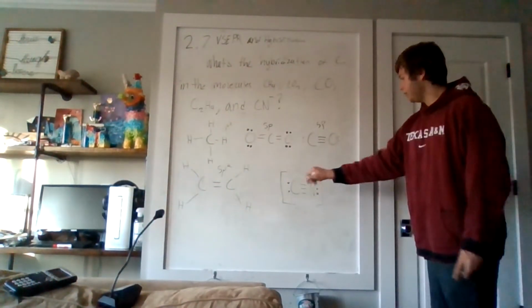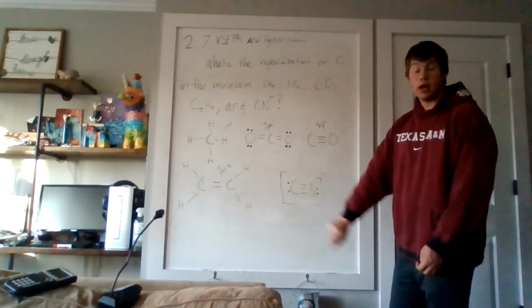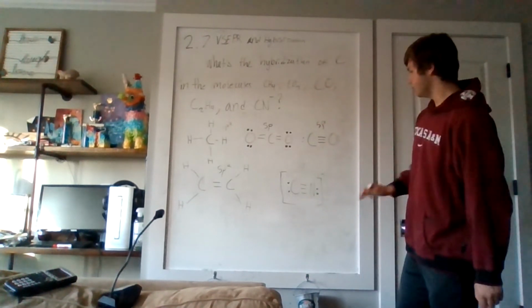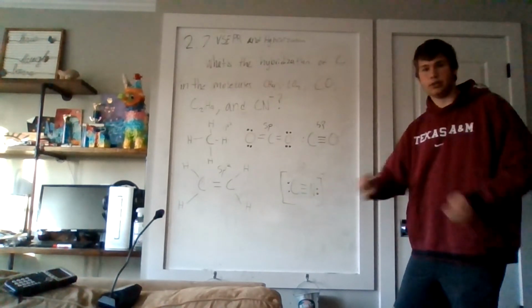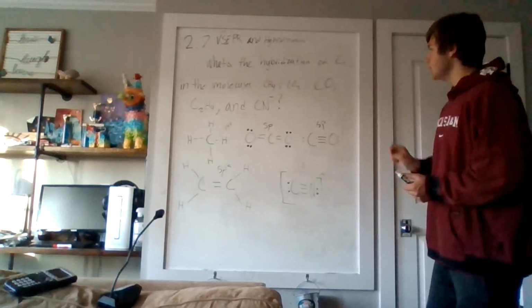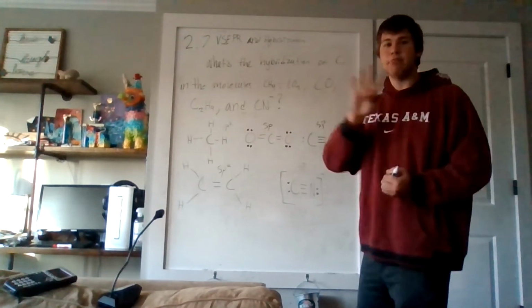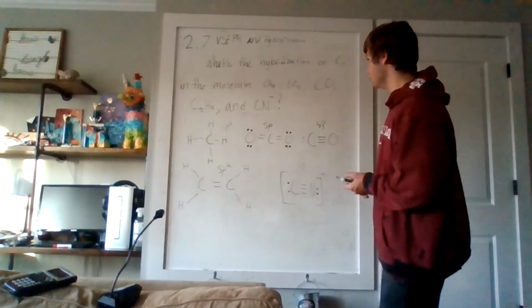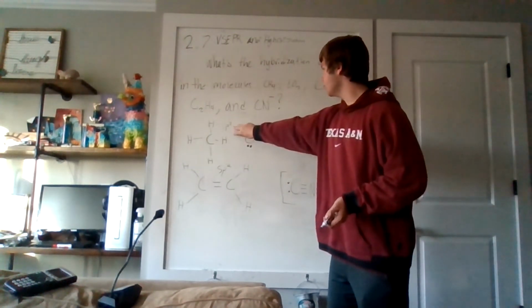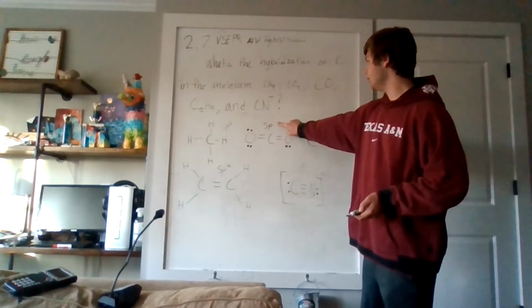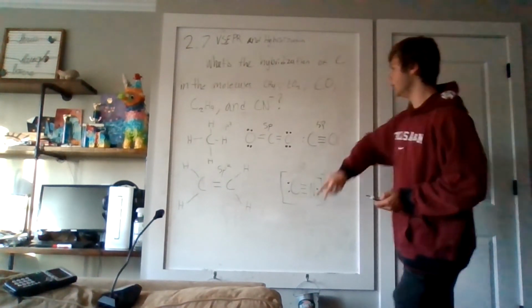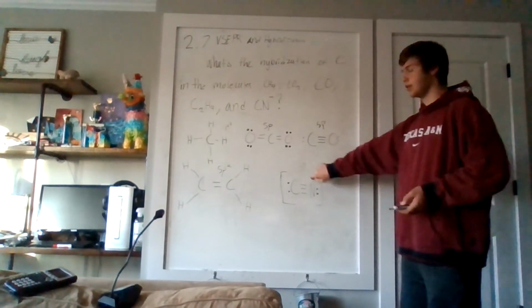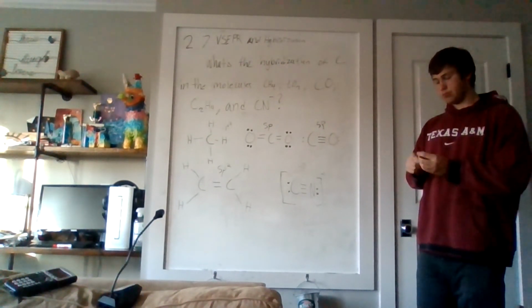For cyanide, the hybridization would be sp, just like carbon monoxide, because we have the lone pair and the triple bond. So you can see the pattern: however many domains you have, subtract 1, and that's the number with the p. So we have 4 domains here, p3. 2 domains here, p1. 2 domains here, p1. 3 domains here, p2. 2 domains here, p1. And then just put an s with it.